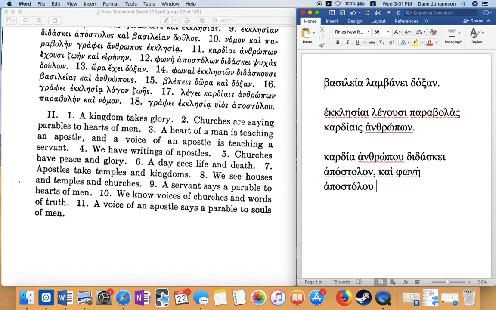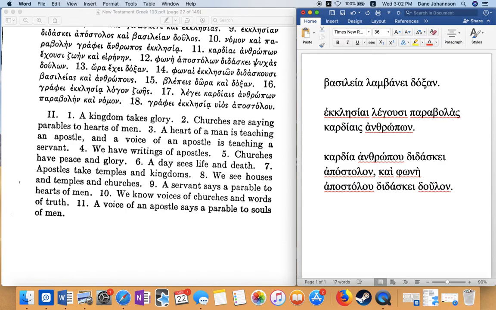What do we have after that? Is teaching a servant. So again, didaski, she, it teaches, which is the voice of an apostle, teaches, or is teaching a servant. So again, we're going to want to use the accusative here. Zulon. Cardia anthropu, a heart of man. Didaski, the heart of man teaches. Apostolon, an apostle. Ke, and phoni apostolu, the voice of an apostle. Didaski teaches. Zulon, a servant.